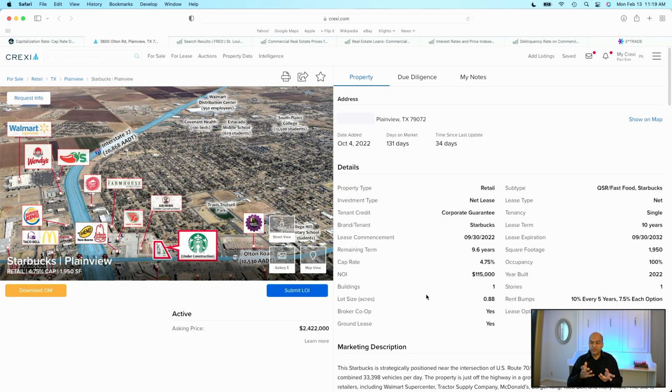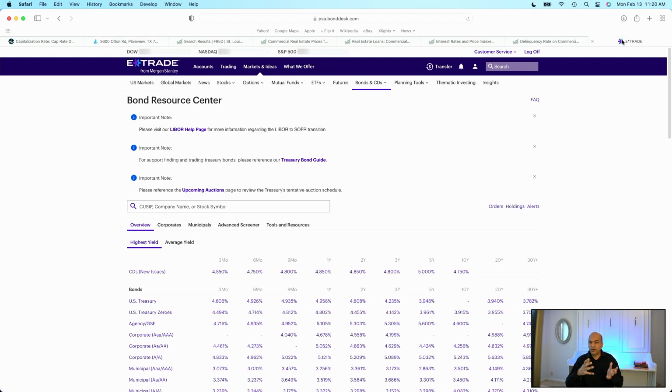So an example of this Starbucks, it's a 10-year lease. They've got lease options as well, 4 or 5-year lease options. Still, when you look at this, you have a cap rate of 4.75%. If that Starbucks happens to shut down, then you lose that tenant. You would have to go find a replacement tenant or hire somebody to do that for you, and that's going to cut into your profits.